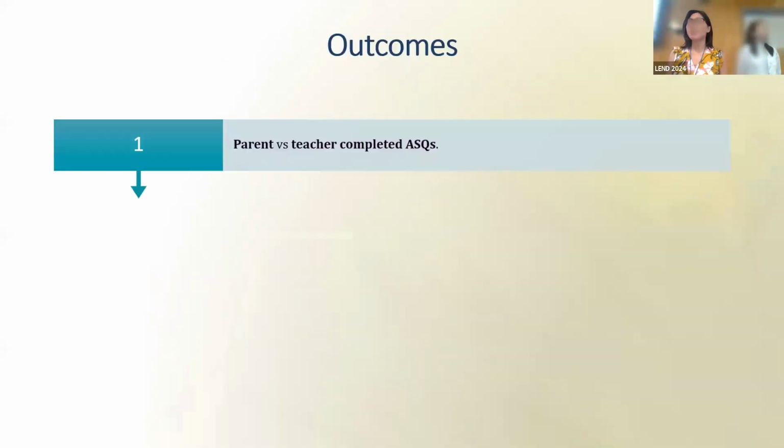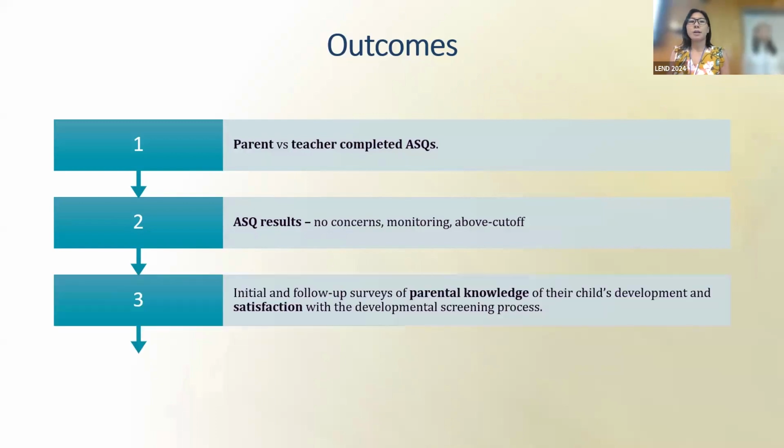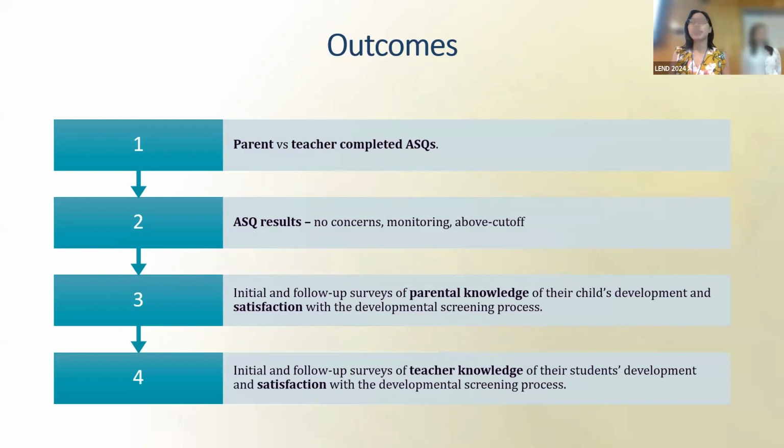So again, we looked at 4 outcomes. The first was the rates of parent versus teacher completed ASQs. The second were the ASQ results themselves, which were no concerns, monitoring, or above the cutoff. The third were comparing initial and follow-up surveys of parent knowledge of their child's development and satisfaction with the screening process. And the fourth was comparing initial and follow-up surveys of the teacher's knowledge of their students' development and satisfaction with the screening process.